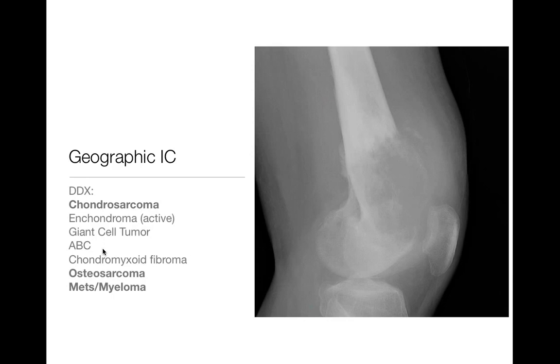Aneurysmal bone cysts can occasionally look a little scary. Osteosarcoma, so osteosarcomas on this list. Remember, telangiectatic osteosarcomas are not going to have any osteoid matrix. And then, of course, Mets and multiple myeloma or plasmacytoma are going to be on this list, as well as infection, which is not here, but you should also consider. So this is going to be your main differential for a geographic 1C lytic lesion.